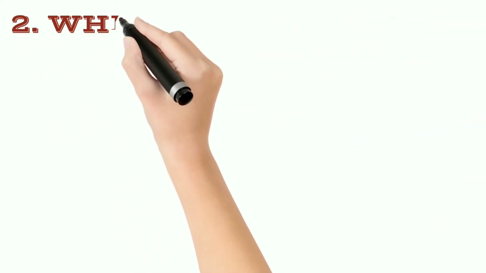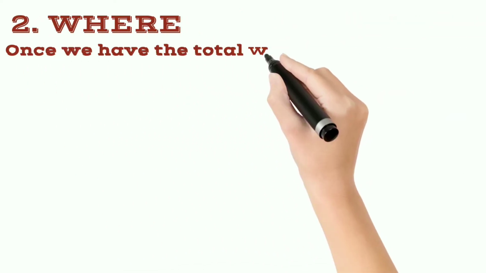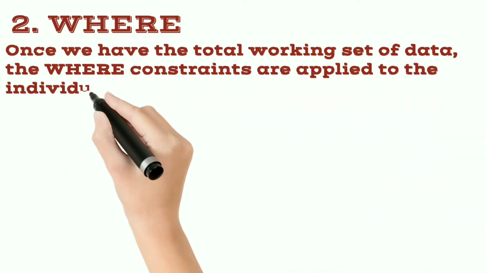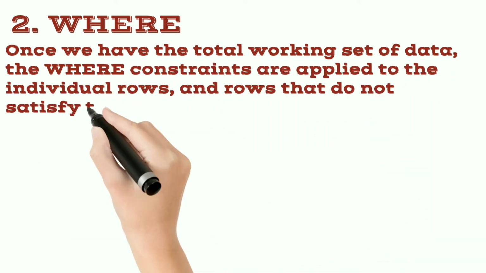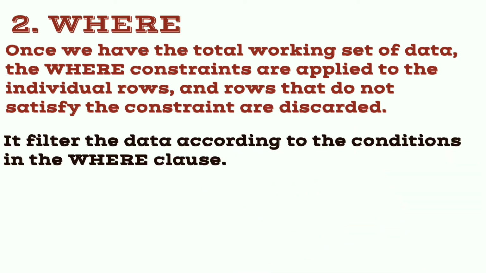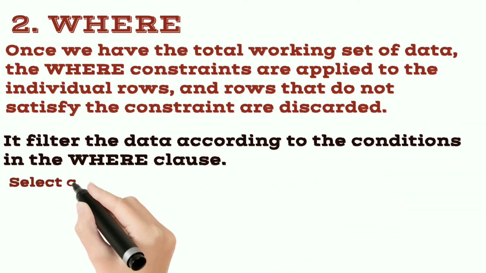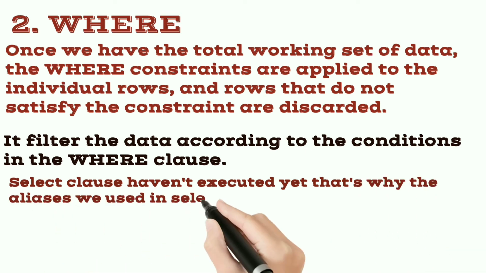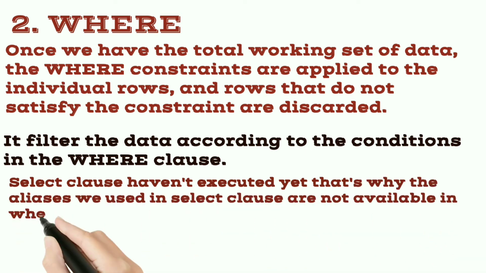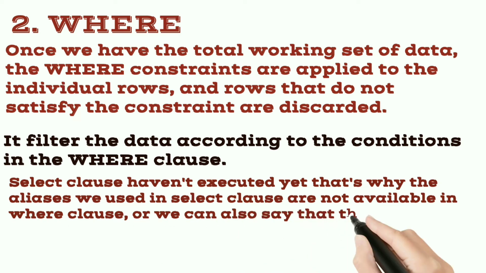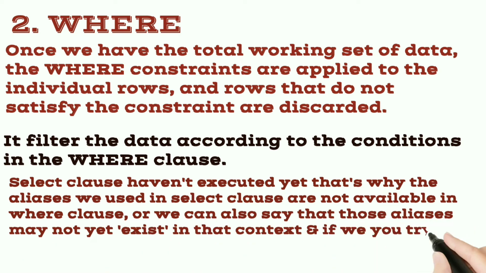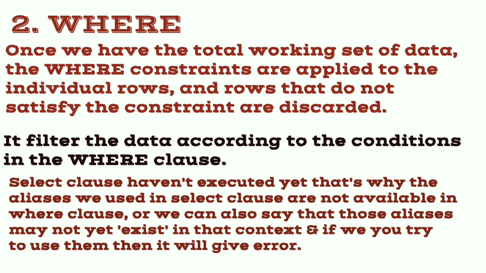Second is the where clause. Once we have the total working set of data, the where constraints are applied to the individual rows, and rows that do not satisfy the constraint are discarded. It filters the data according to the conditions in the where clause. The select clause hasn't been executed yet, that's why the aliases we used in the select clause are not available in the where clause, or we can also say that those aliases may not yet exist in that context, and if you try to use them, then it will give an error.